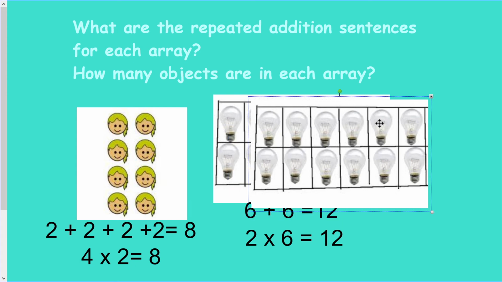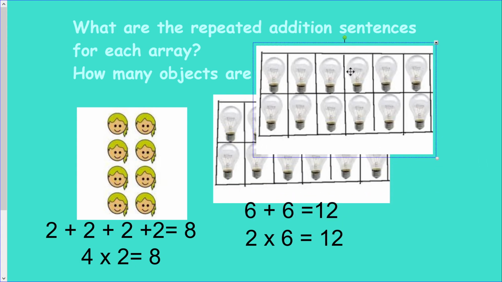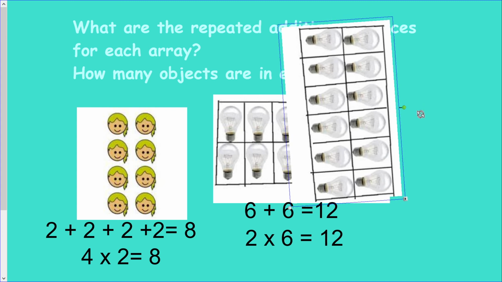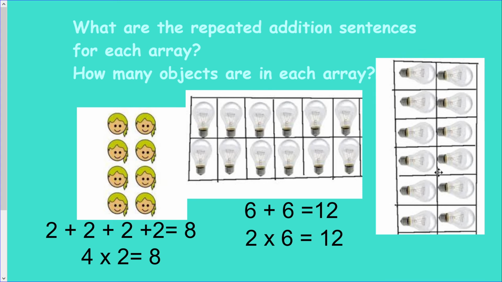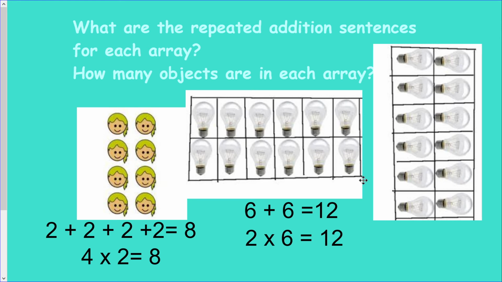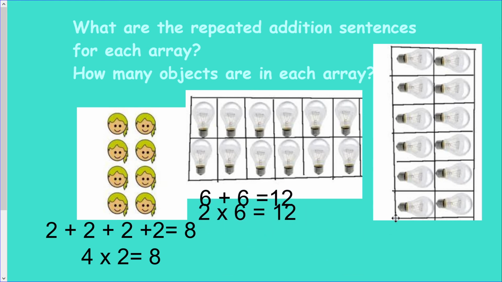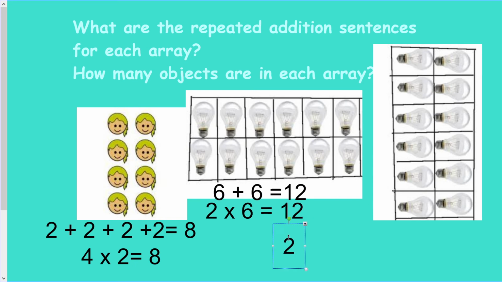So for instance, if I was going to do 6 times 2, my array would actually look like this because we're just going to take it and rotate it. So this time it's going to change my repeated addition sentence too. So let me get some space over here. So instead of having 6 plus 6, because that's what's in my row, now I have 2 in every row. So I have 2 plus 2 plus 2 plus 2 plus 2 plus 2 plus 2.